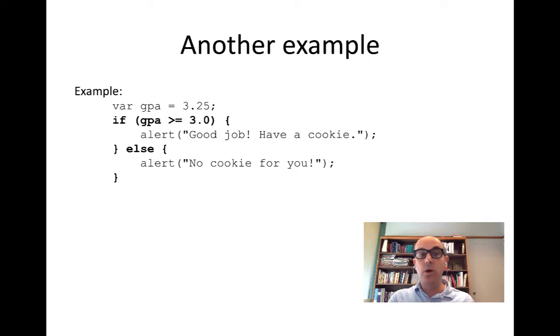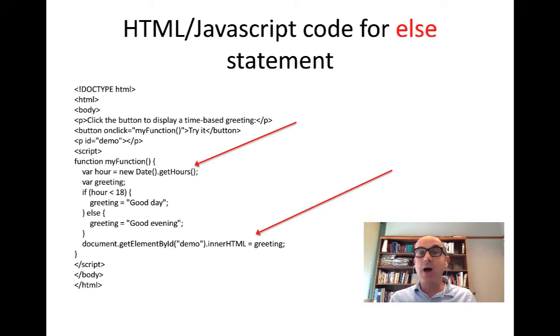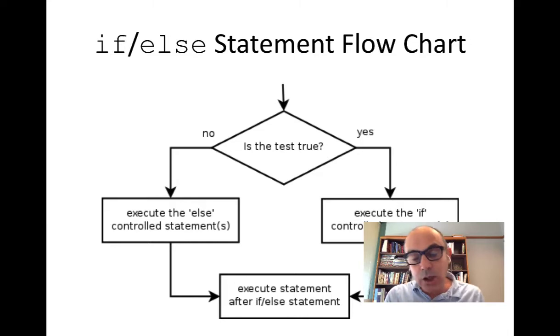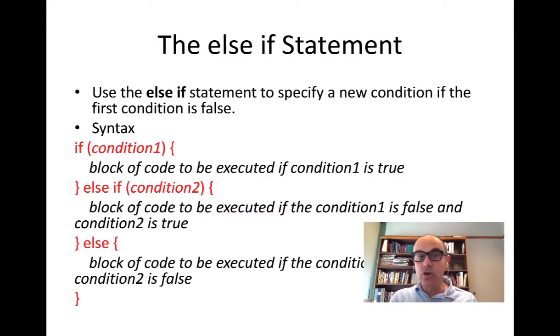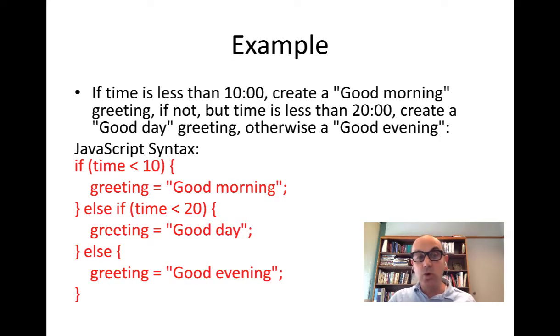And again, this is another example, GPA. I know all of you are really concerned about GPA, so alert, good job, you have a cookie, alert, no cookies for you. And again, this is how you apply that in the HTML. So I try to break it down and make it as concise as possible. The if statement flow chart, again, to make sure that you understand that, because you're going to see that quite often in more advanced JavaScript.